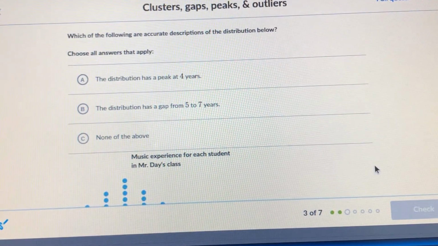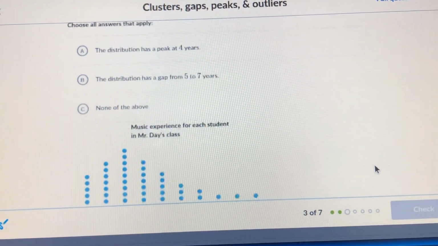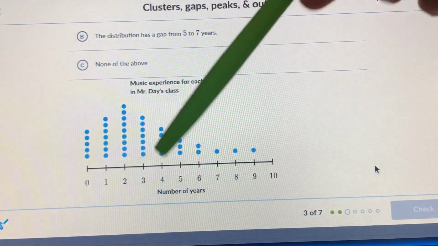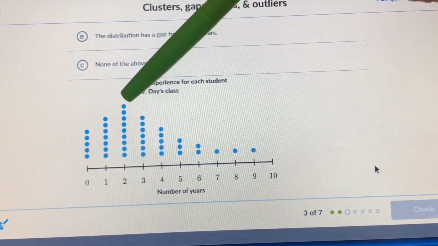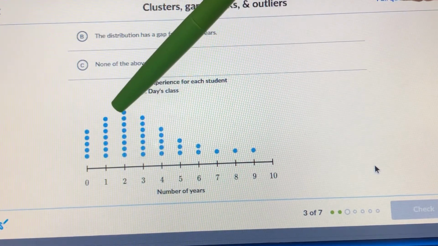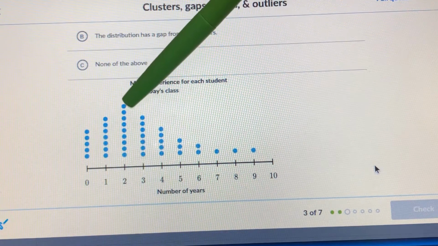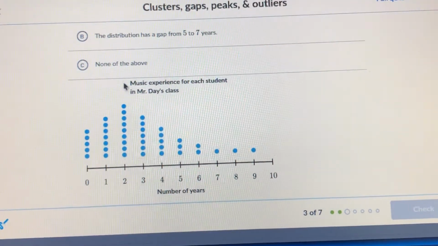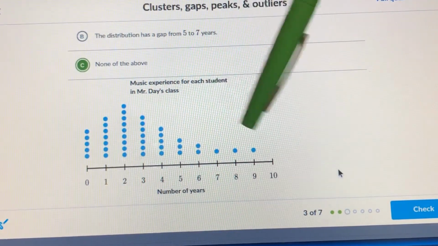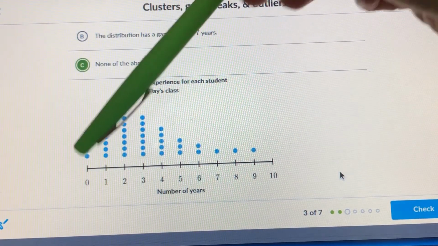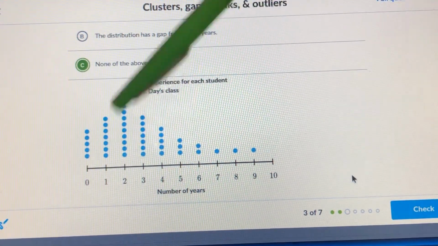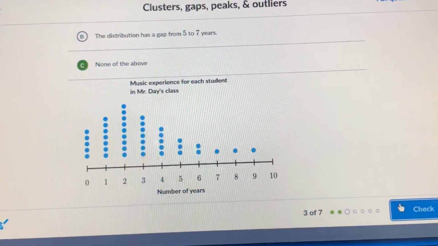All right, which of the following are accurate descriptions of the distribution? We're looking for a peak at 4, a gap from 5 to 7. So here is 4. There's not a peak there. The peak is actually at 2. A peak is just like the highest point, the one with the most data. It would also be the mode, the most occurring digit, and there are no gaps. So we are again going to go with none of the above. And this is right-tailed. So the tail is all on the right and also right skewed because all of the data is pushed to the left.